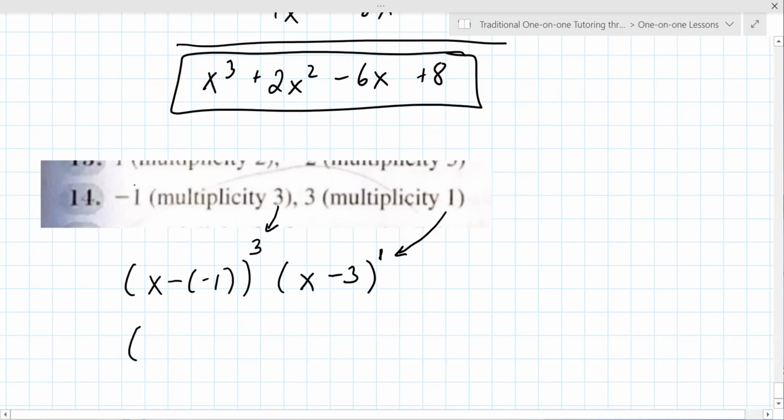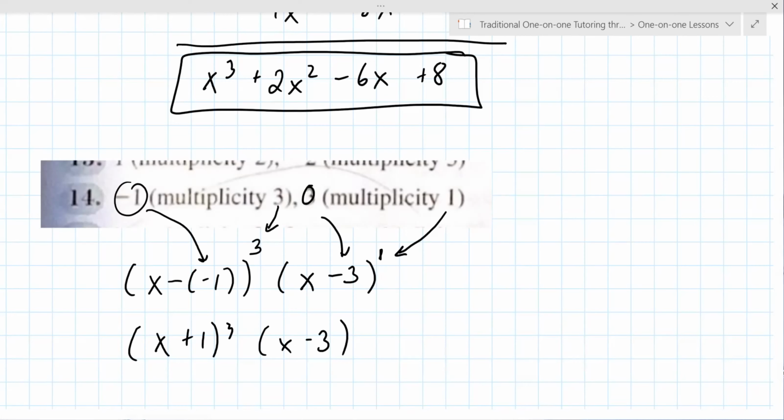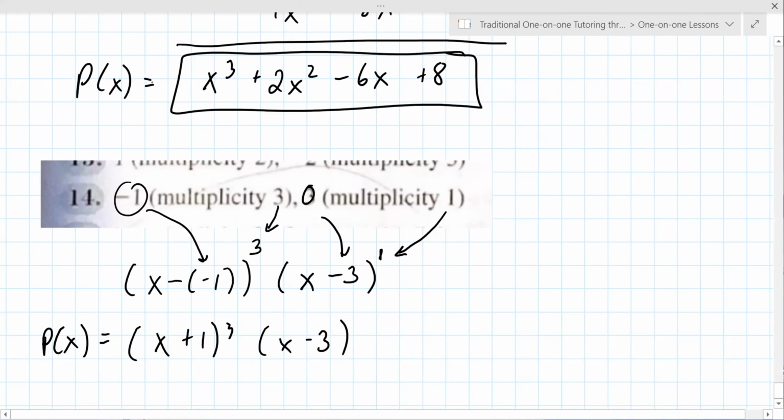So do you follow that? Do you follow how this number goes there, this number goes there, and then the powers go. So it becomes x plus 1 cubed times x minus 3. Do we have to write this out? No, I think this is good. I think you can just write it. And the thing I'm not doing, I should have written P of x equals all throughout the assignment. If your instructor's a harsh grader, they may be looking for something like that. All right, 14, 16.